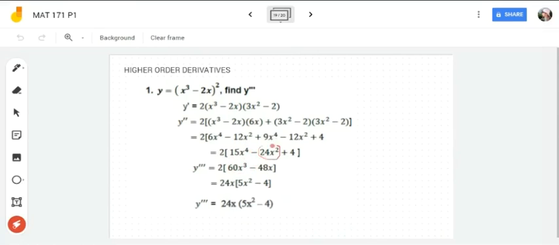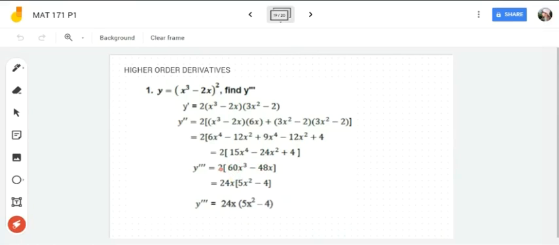And then power rule of this, 24 times 2, 48. And then 2 minus 1, that is 1. So 48x. Okay, and then derivative of your constant is 0. So that will become 2, quantity 60x cubed minus 48x. Then you can factor out a common term. They are divisible by 12.